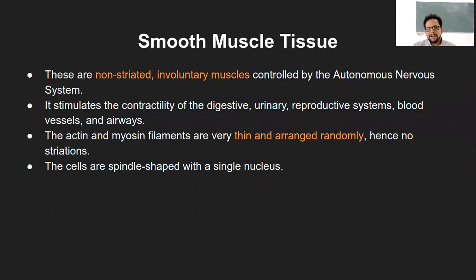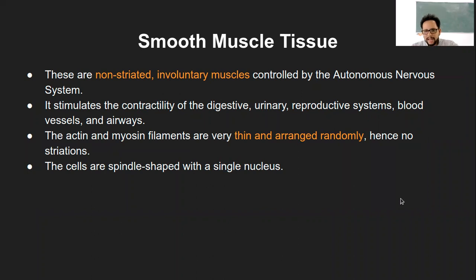Now, these actin and myosin filaments, which we already discussed, are arranged very randomly and are very thin, and that is why there is no striation. And the cells of the smooth muscle are spindle shaped with a single nucleus. I assume you know what a spindle is. It's like two bulbs with a narrow portion in between. The reason they are spindle shaped is again because of their high contractility and relaxing ability. So that is the basic information on smooth muscle.